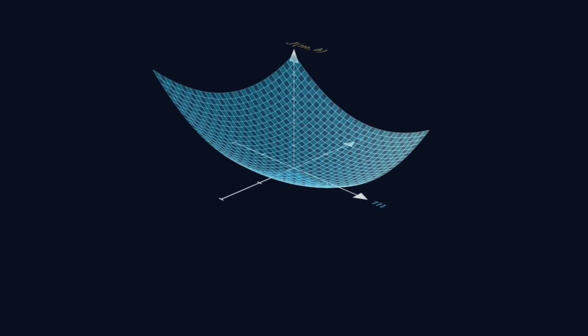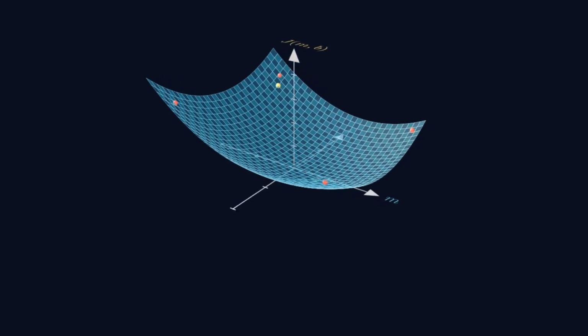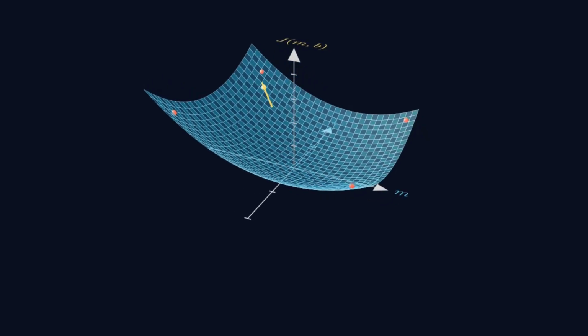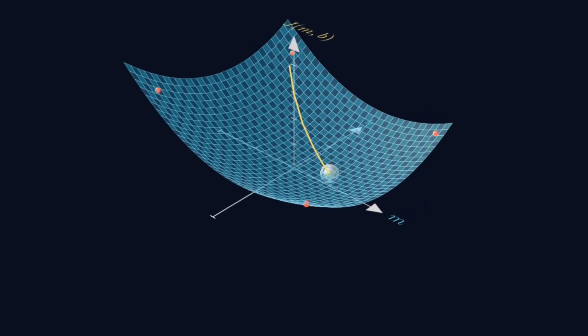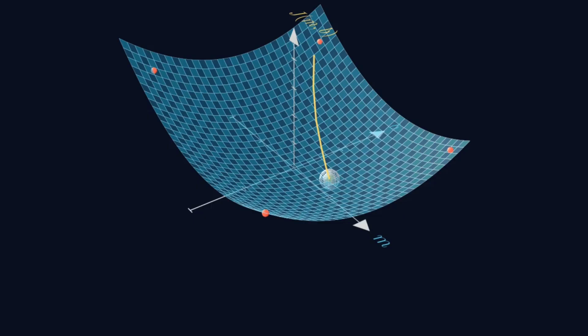High up here, the error is huge. These are terrible lines, too steep, too flat, clearly missing the pattern. But as we move downwards, the score gets smaller, the line gets better. Until eventually we arrive here, the bottom of the bowl, the lowest possible error, the line that minimizes all those squares from earlier, the line we've been secretly searching for this entire time.